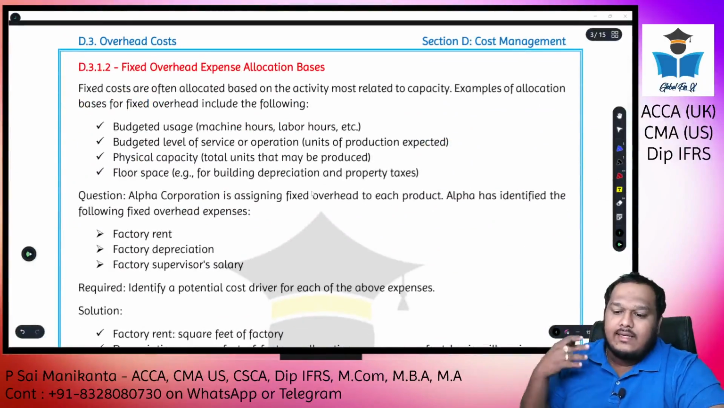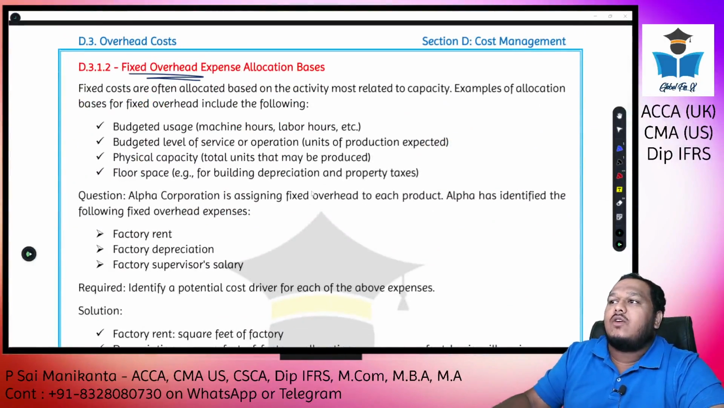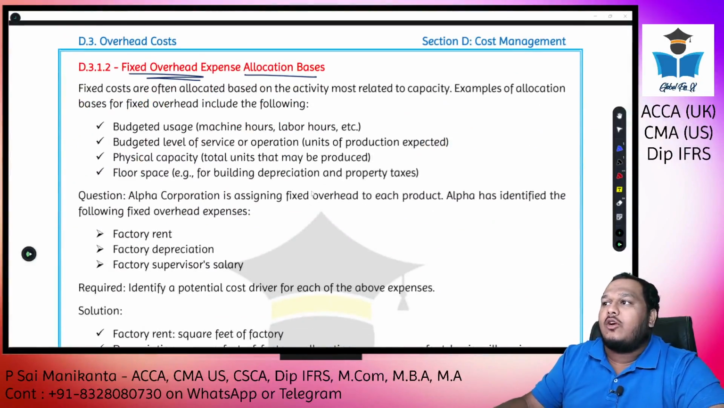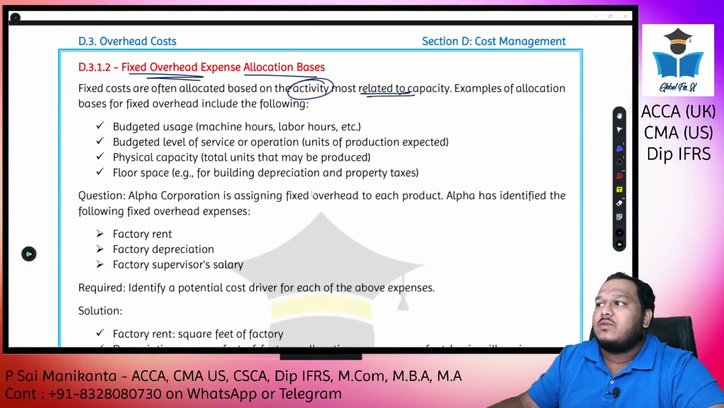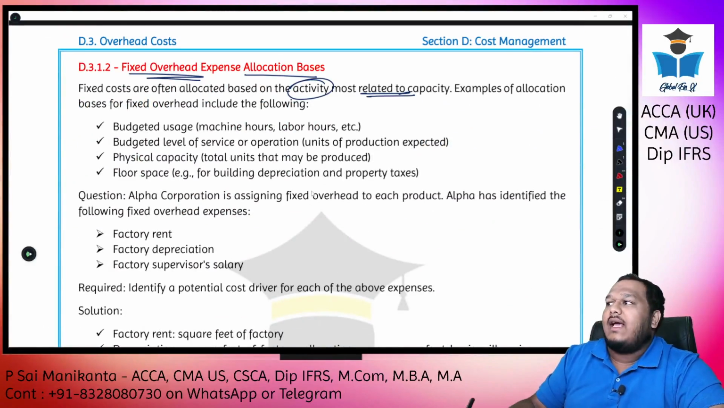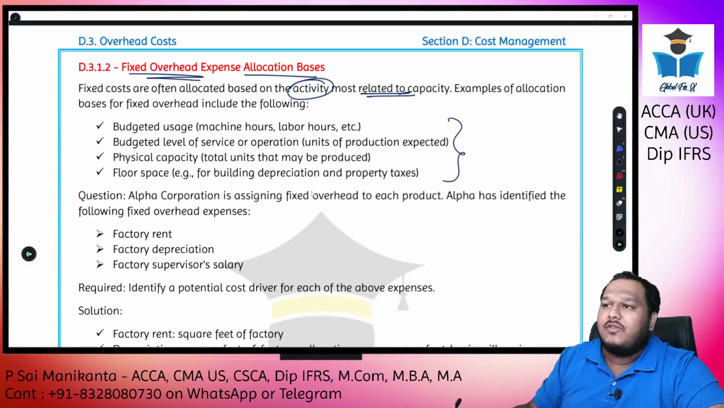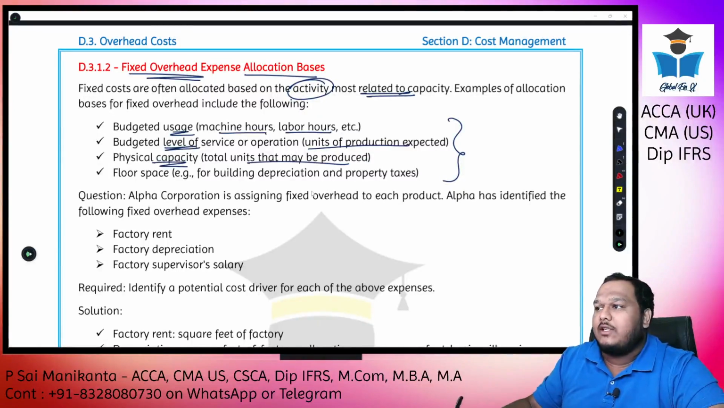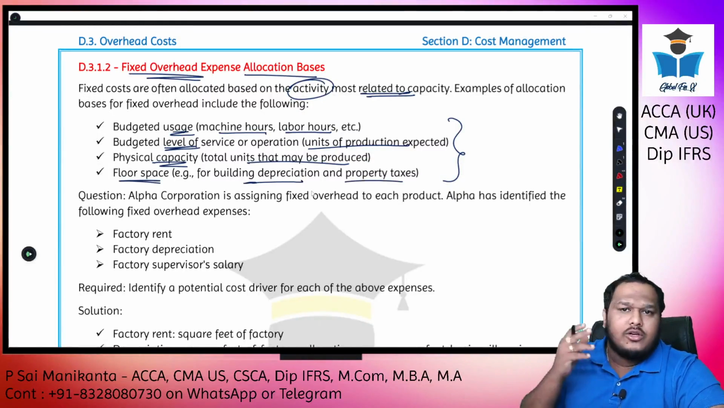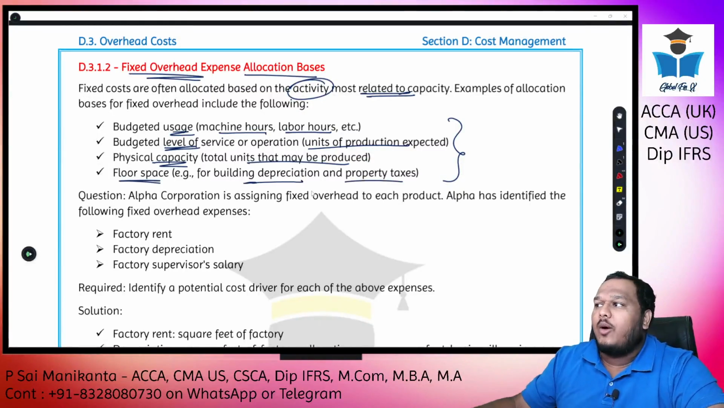Talking about the next topic, fixed overheads. Fixed overheads are often allocated on the basis of the activity which is most related to the capacity. Examples of allocation basis, or denominators, for fixed overhead allocation: budgeted usage of machine hours or labor hours, budgeted level of units produced, physical capacity, total units that may be produced, floor space for building depreciation and property taxes or rent, etc. You can use floor space. These are all denominators.